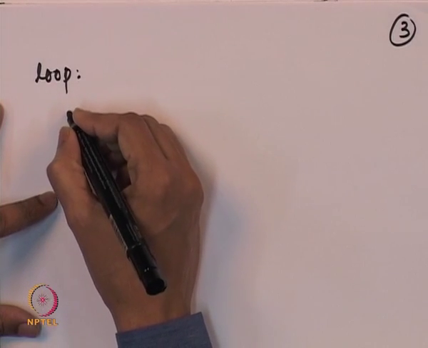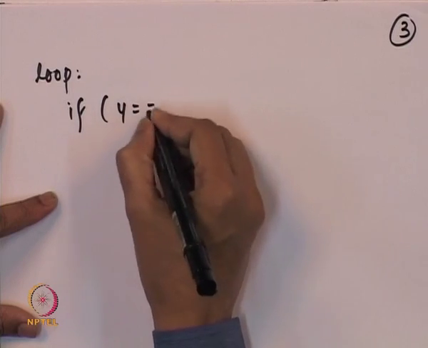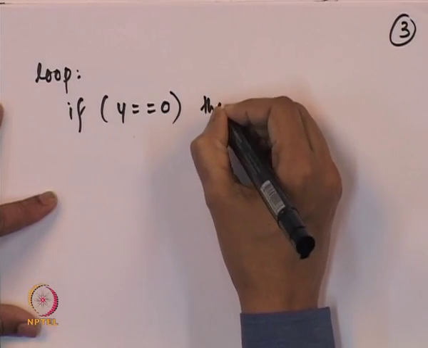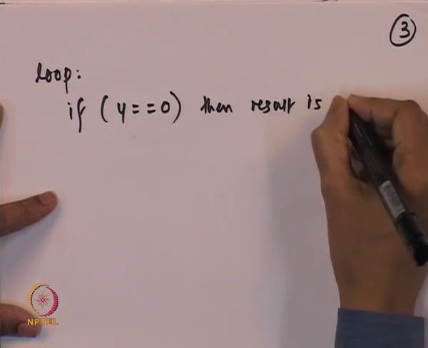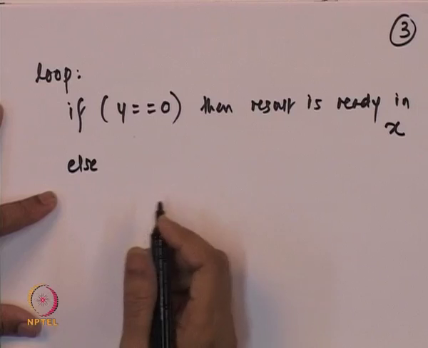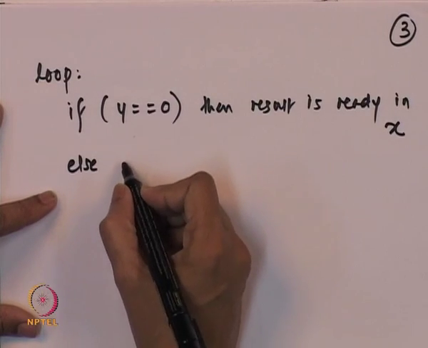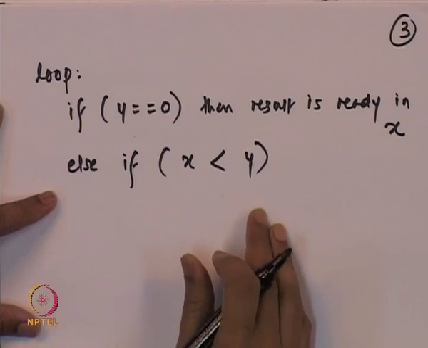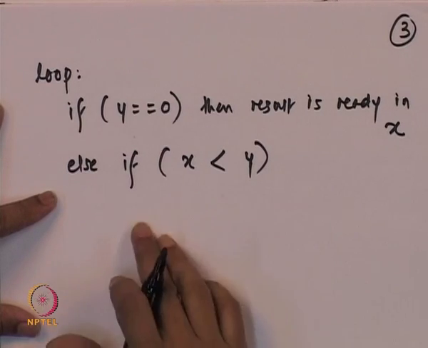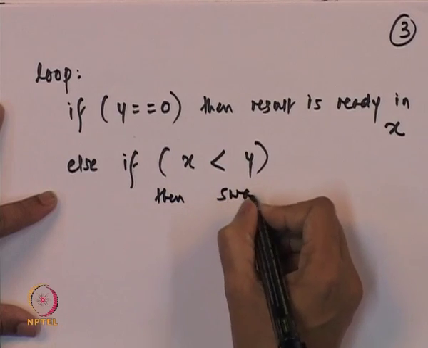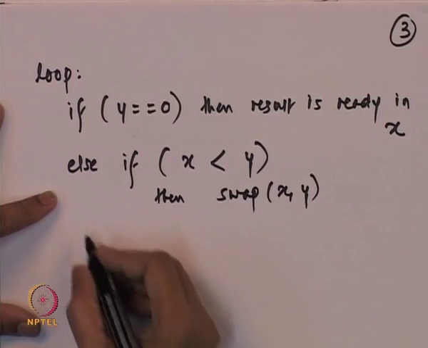Here there is a loop, some kind of iterative computation, and in every iteration we check if we already have a result or not. That is, if y happens to be 0, then we know that the result is ready, and it is in x. Else, if y is not equal to 0, then we check whether there is a need to swap, that is, whether x is smaller than y. If x happens to be less than y, then we swap x and y.